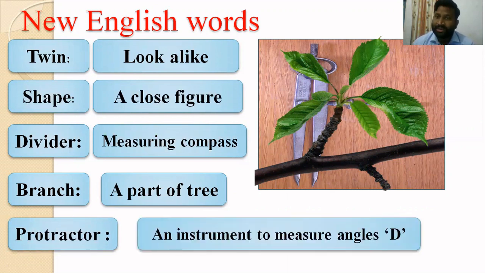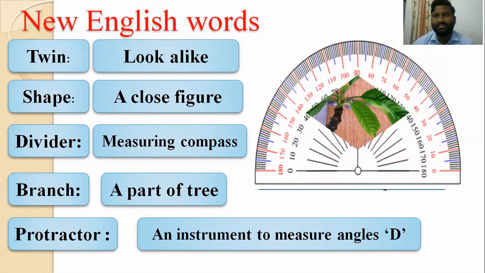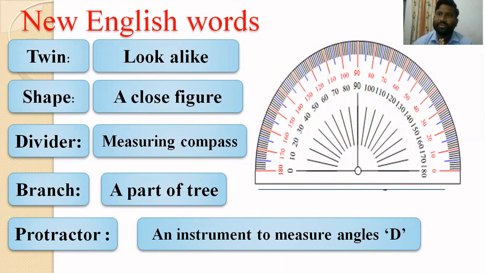An instrument to measure angle, or we call it D, like this, because it is a D shape, so we call it D. You can notice here 0, 10, 180 again in red color, 0, 10, 20, 180. So starting from 0 to 180. So this is a straight angle. Straight angle is equal to 180 degrees. Okay.